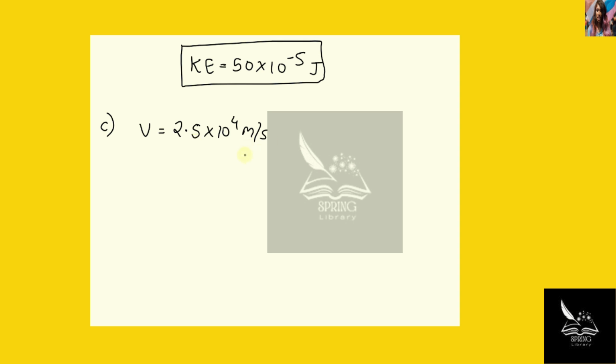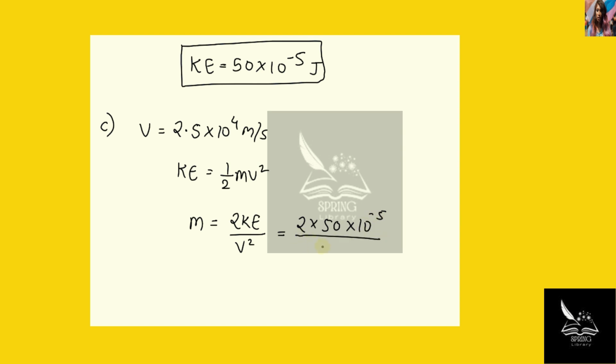Now the first one: we have found out the kinetic energy. The kinetic energy is equal to half mv square. So this is the formula. From here mass will be equal to 2 times the kinetic energy divided by v square. So if we plug in the values, we will get 2 into 50 into 10 raised to minus 5 divided by 2.5 into 10 raised to 4, squared.